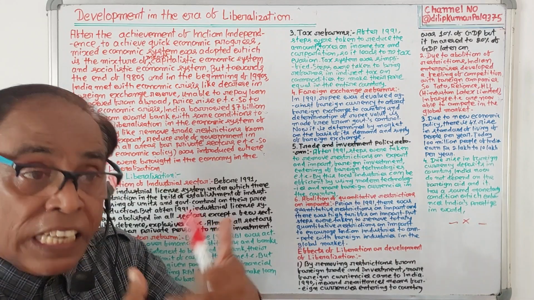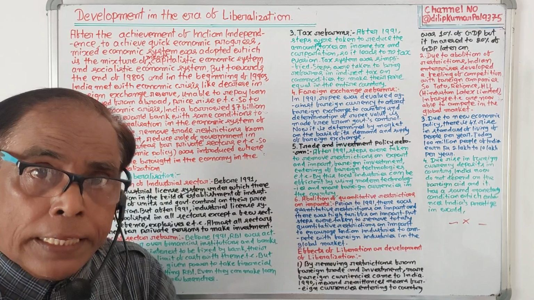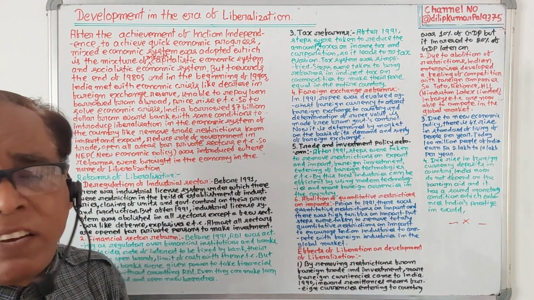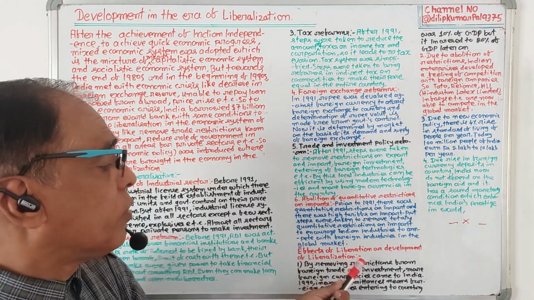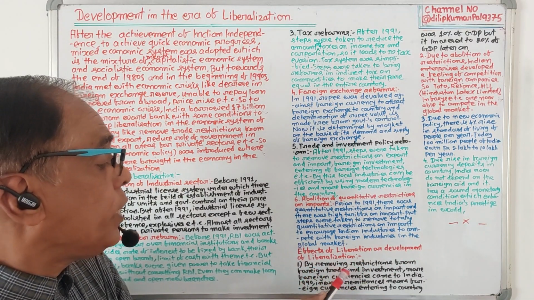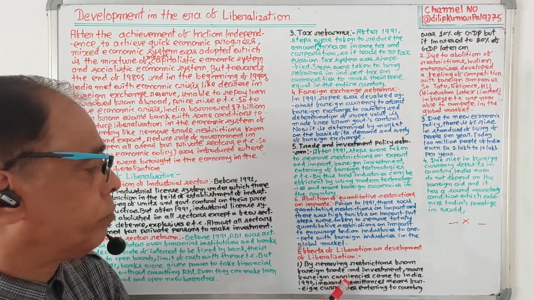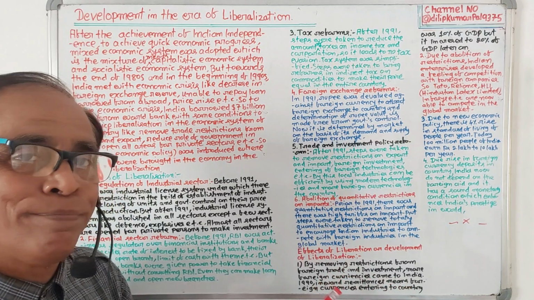Now see the developments made in the country after liberalization. What developments were made in the country after liberalization? Number 1, effects of liberalization. By removing restriction from foreign trade and investment, more foreign currencies came to India.